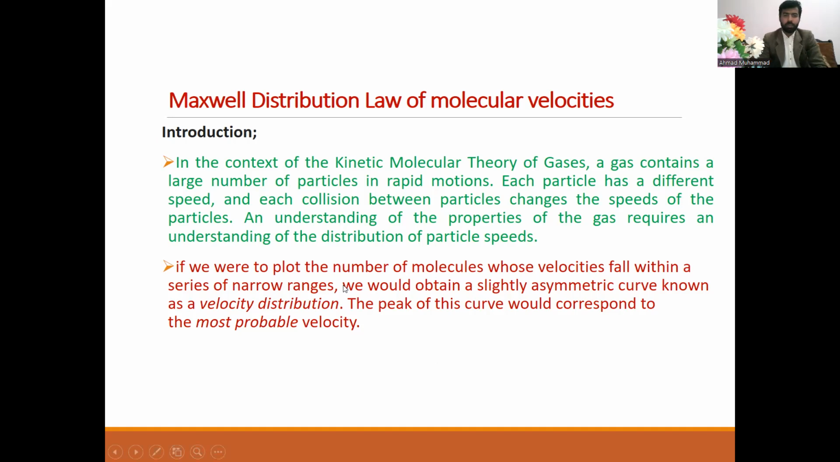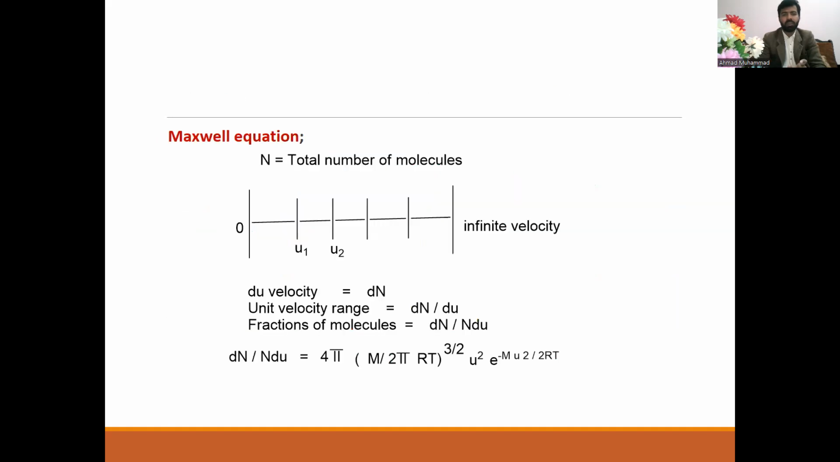If we plot a graph of the number of molecules whose velocity falls within a series of narrow ranges, then we would obtain a slightly asymmetric curve, that is the velocity distribution, and the peak of this curve would correspond to the most probable velocity. At the end, we will discuss this important velocity, which is the most probable velocity.